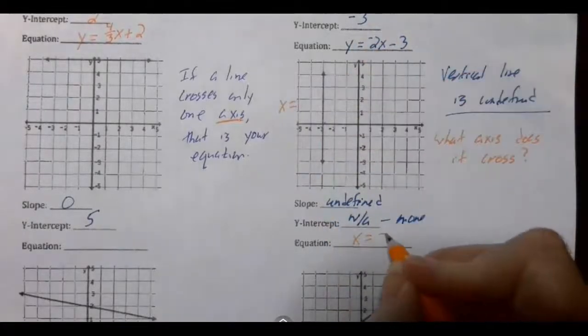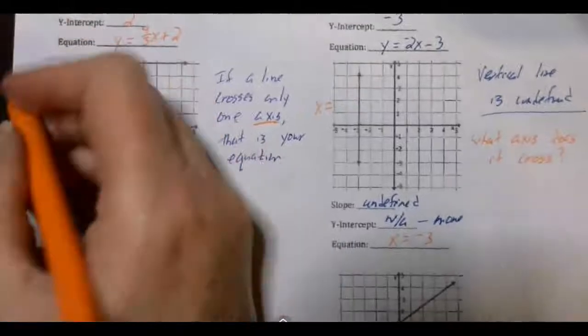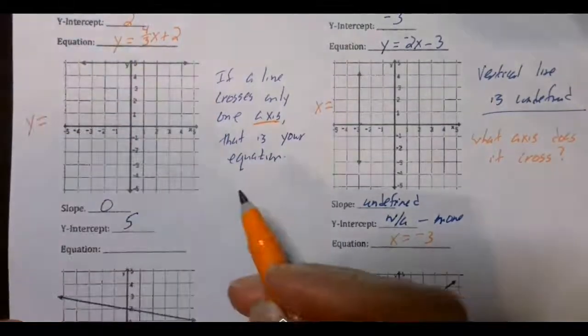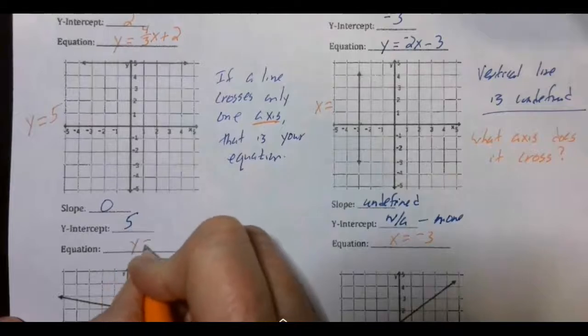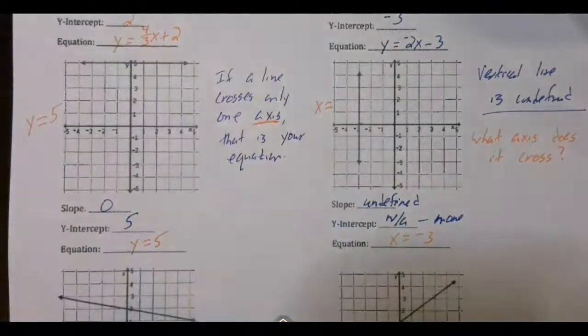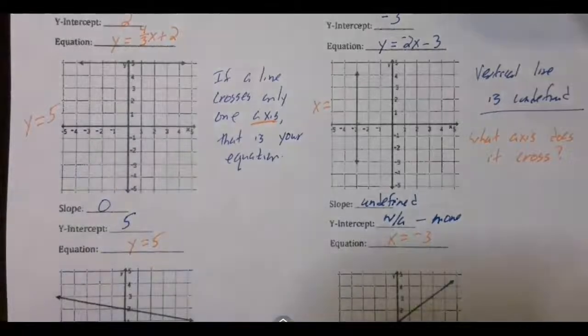At -3. This one crosses the y-axis, so it's y equals whatever y is. What is y? It crosses at 5. So my equation is y equals 5, x equals -3. So look to see what axis it crosses. That's going to be your equation.